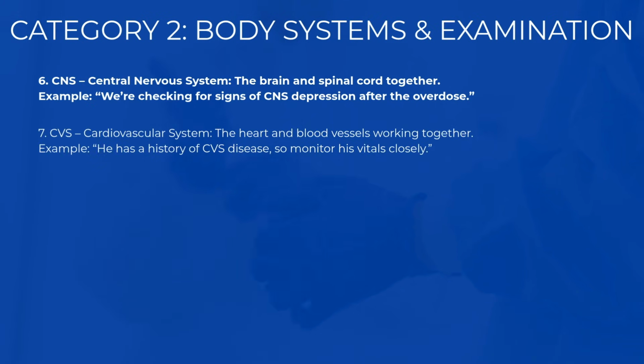Next up, number 7, we have CVS, which relates to the cardiovascular system. This is the heart and blood vessels working together. And again, CVS can be used in written and spoken English. He has a history of CVS disease, so monitor his vitals closely.